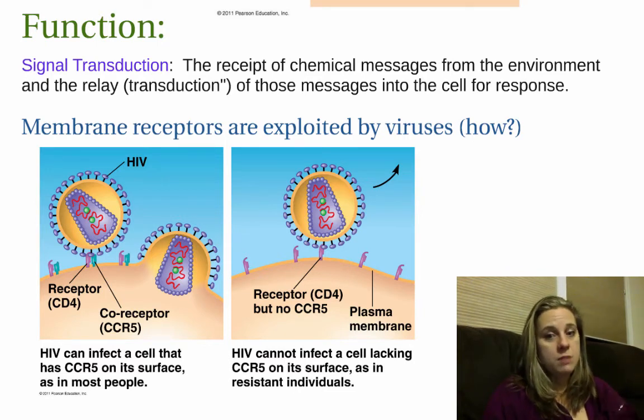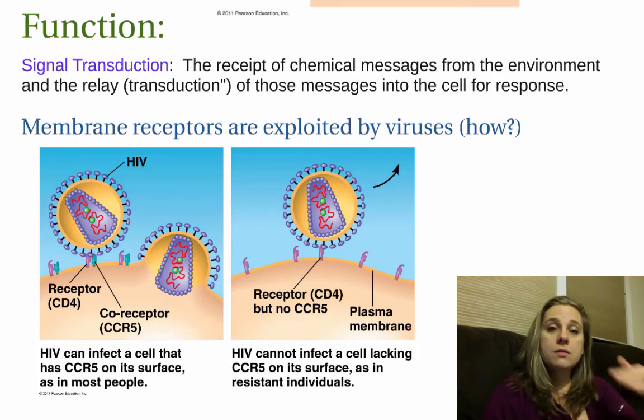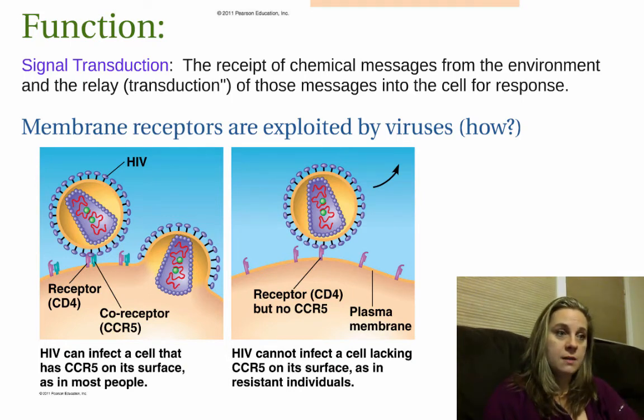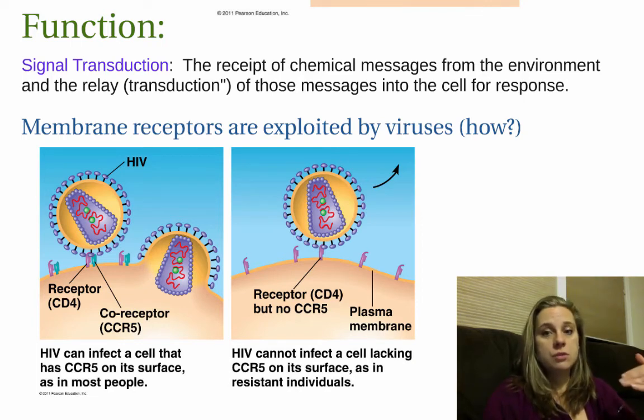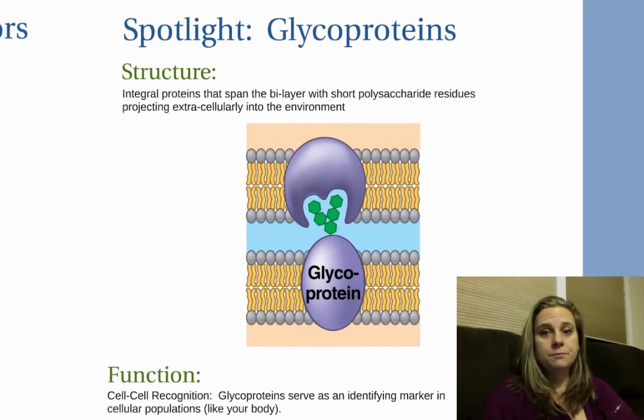However, there are some people who are missing the CCR5, so they are CCR5 deficient. As a result, and this is just amazing, HIV cannot infect the cells. So people who are CCR5 deficient, in essence, are immune to HIV because there is no mechanism for that virus to attach onto, to dock, and to then send its message inside the cell.